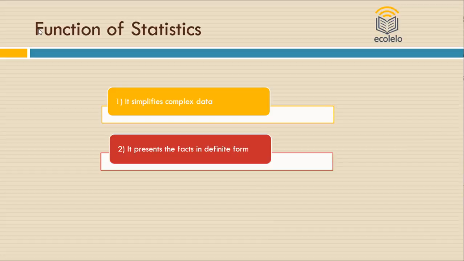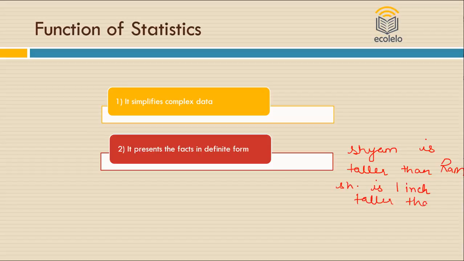Next, it presents the facts in definite form. Statistics has a definite form in which the data can be presented. For example, if I write Shyam is taller than Ram, now statistics is not this. It has to be written like Shyam is 1 inch taller than Ram. So this makes sense. So statistics has a definite form.